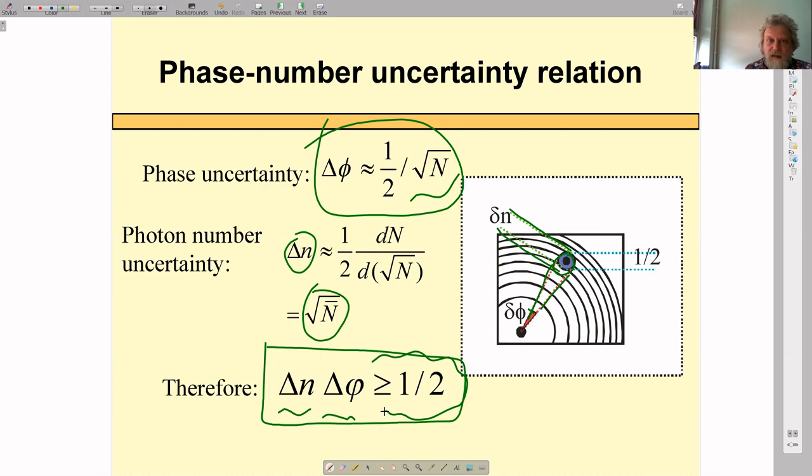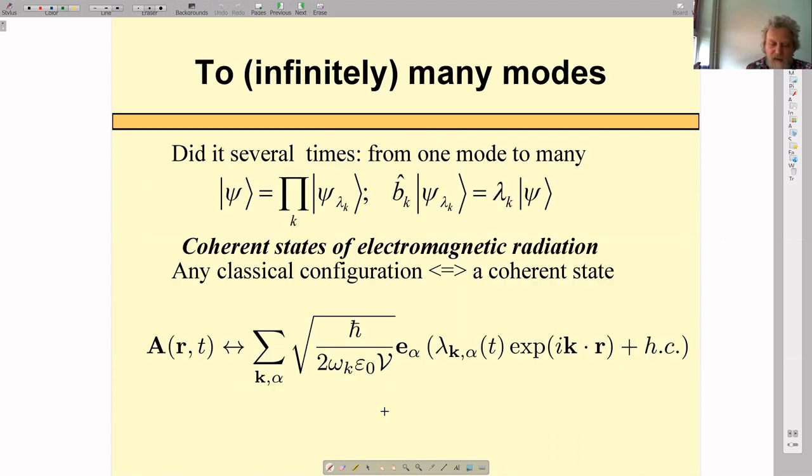Fine. With this, let me go further. Let me make an important but rather trivial extension of that. Let me go from one oscillator mode to many modes, as we did many times in this course. A coherent state can be a direct product of coherent states for all these modes. For each mode, we have an individual coherent state with k and corresponding lambda k. Different oscillators can be excited very differently. And this gives us coherent states of electromagnetic radiation.